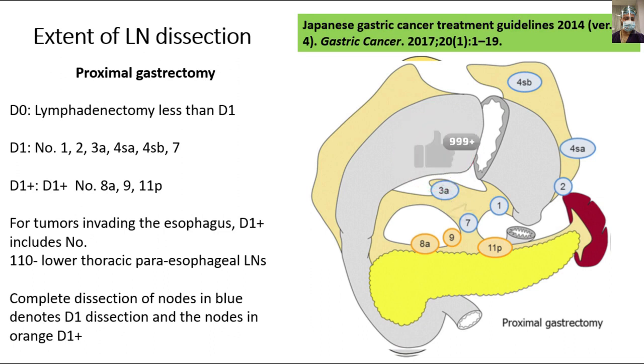And for D1 plus, 8A, 9 and 11p are taken out. For tumors invading the esophagus, D1 plus also includes 110, that is the lower thoracic paraesophageal lymph nodes. Complete dissection of lymph nodes in blue denotes D1 dissection, and nodes in orange will denote D1 plus lymphadenectomy.